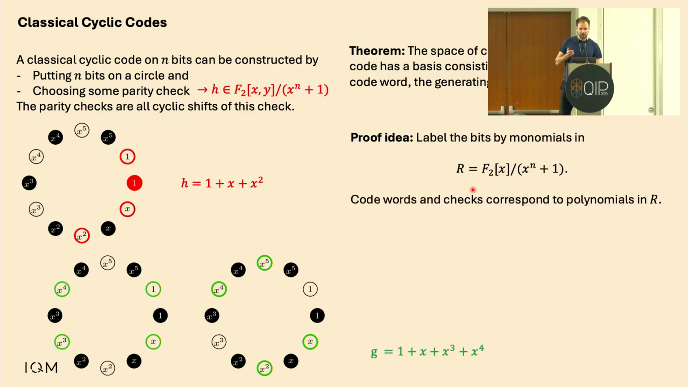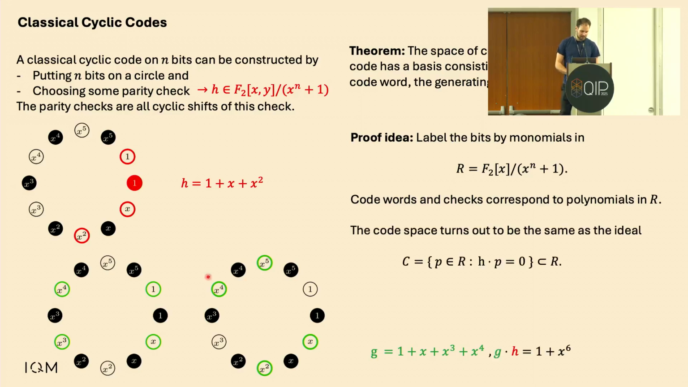And when you think about it, once we have done that, every single thing that we talked about so far is a polynomial. For example, our code word here is 1 plus x cubed plus x to the 4. This check here is also a polynomial. And when I told you you need n bits and one check to define a cyclic code, actually you only need this one polynomial. That's all you need. This is what defines your classical cyclic code.